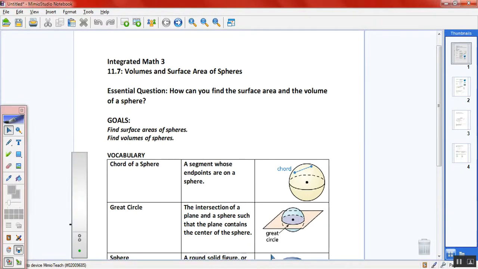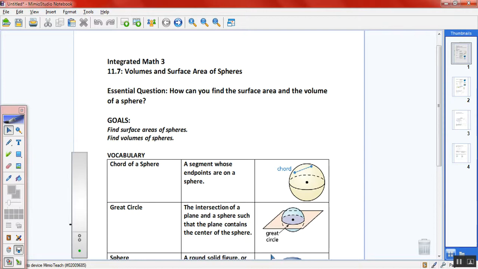The last thing that we're going to talk about today is more formulas. Today we're going to start looking at volumes and surface areas of what? Sphere. Simply a round ball, okay? So the question, very, very straightforward: how can you find the surface area and the volume of a sphere? So your goals: find the surface areas of spheres and find the volumes of spheres.